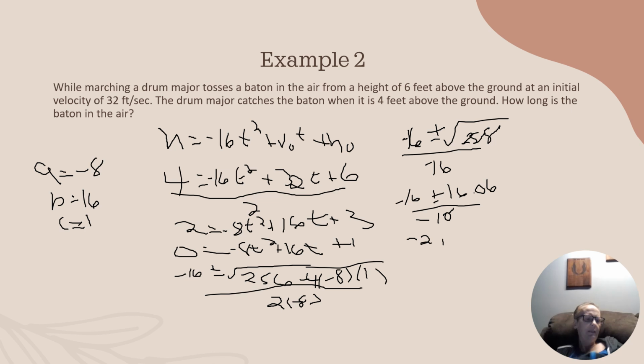And then the other one is negative 16 minus 16.06 divided by negative 16. Again, it's positive, it's 2. So it's 2 seconds. And that's the final answer.